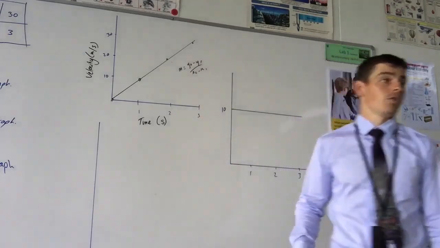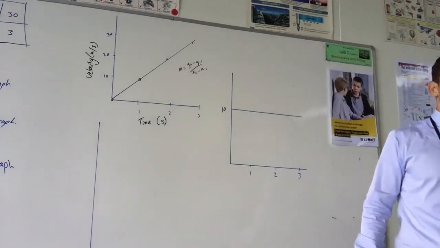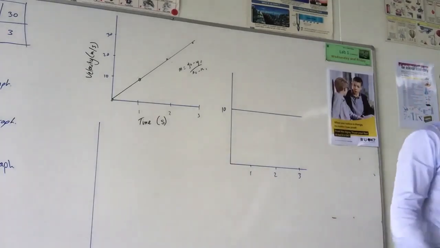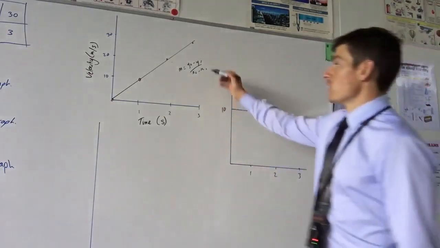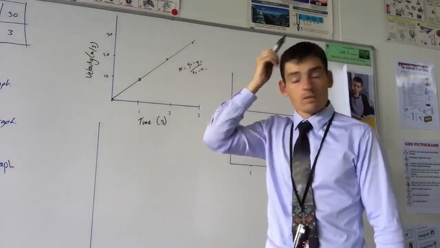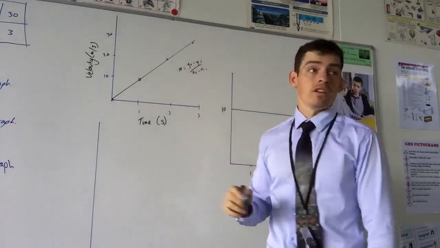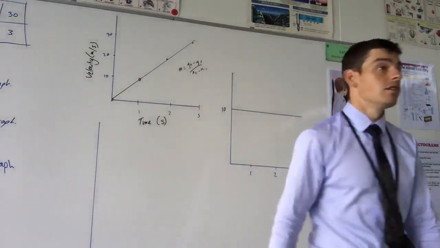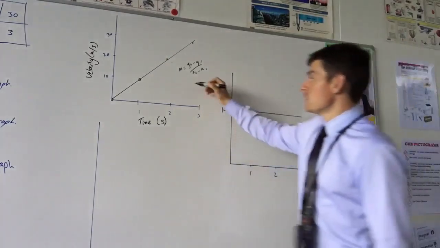If I pick 2 points, any 2 points in that graph, give me one of the points. Kate, give me a point. 3, 30. And give me another point, Will. 1, 10. All right. 30 minus 10 is? 3 minus 1 is? All right, let's try the other way. 10 minus 30. Negative 20 divided by 1 minus 3. What's negative 20 divided by negative 2? 10.